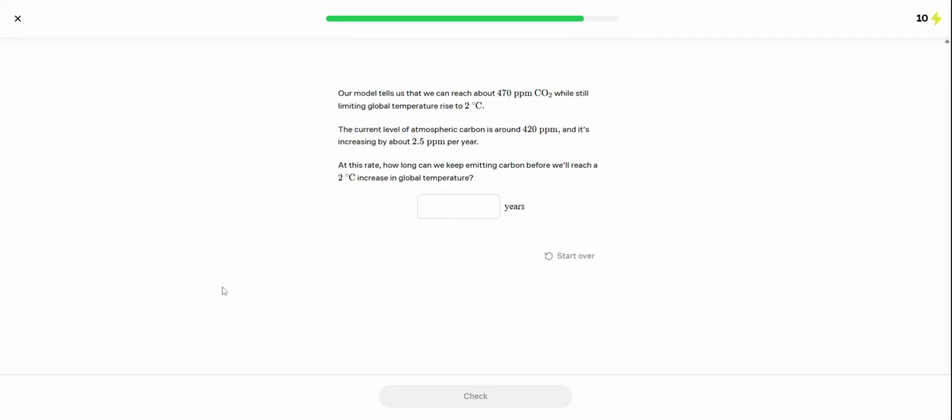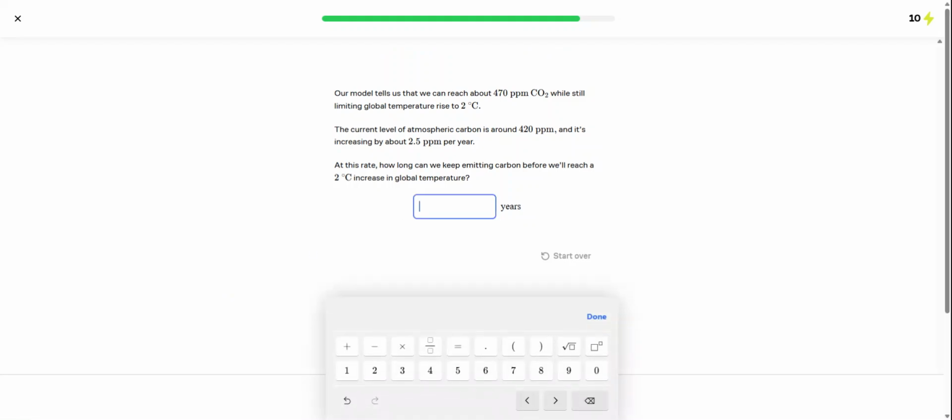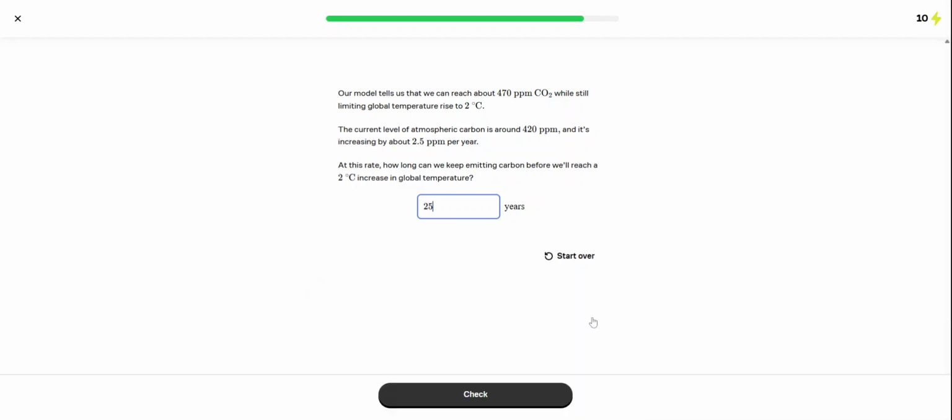Our model tells us we can reach about 470 parts per million CO2 while still limiting global temperature rise to 2 degrees. The current level of atmospheric carbon is around 420 parts per million, increasing about 2.5 parts per million per year. So at this rate, how long can we keep emitting carbon before we reach a 2 degrees increase in global temperature? 2.5 parts per million per year. So 50 divided by 2.5 would be 25 years. Done. Let's check.